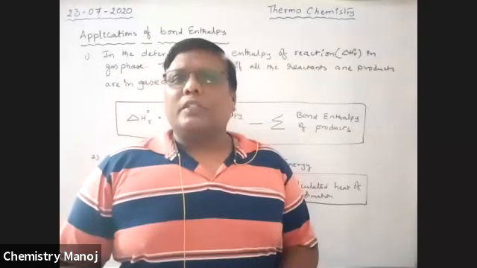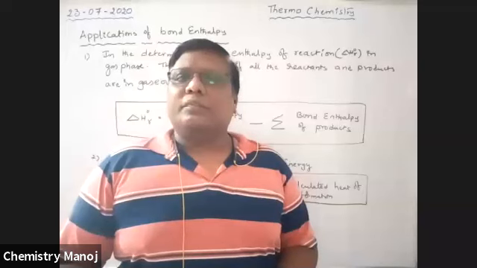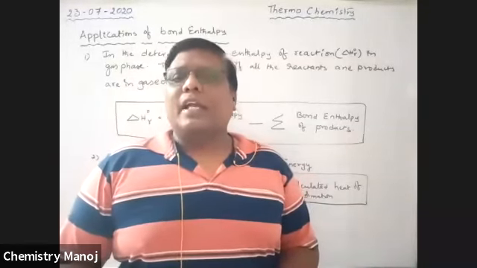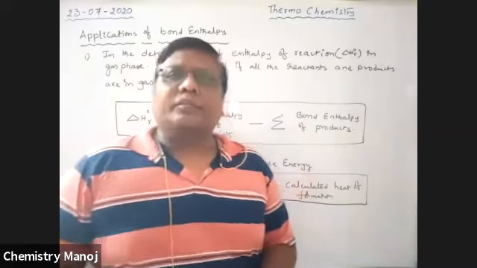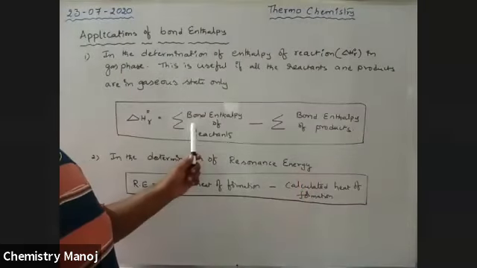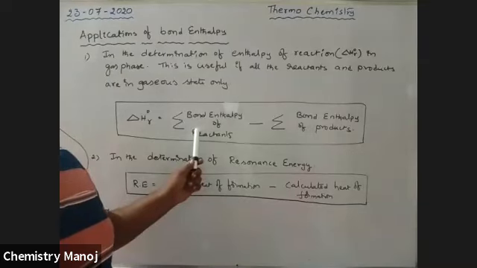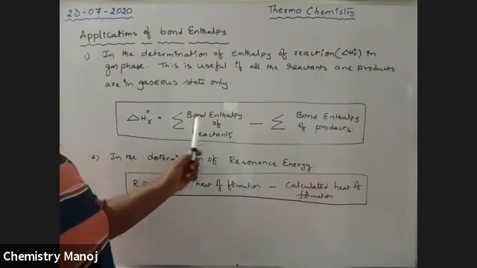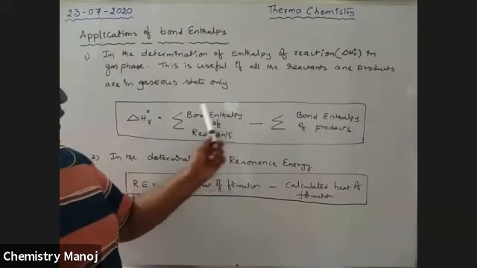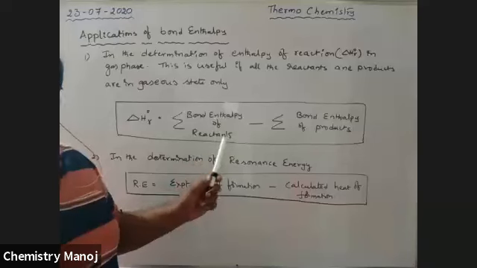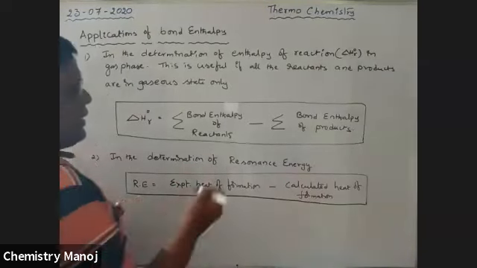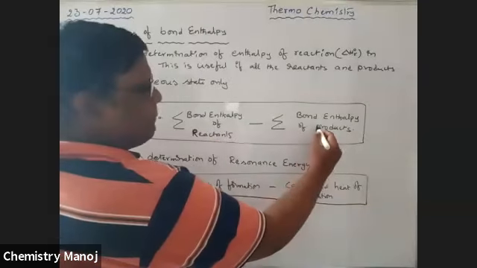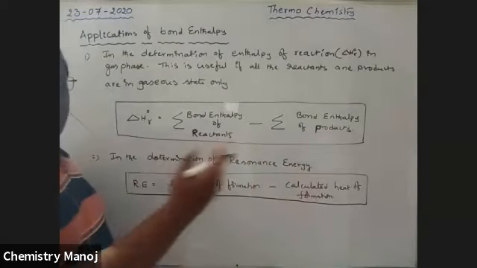These bond enthalpies are mostly useful to calculate the heat of the reaction. Heat of the reaction, that is delta H R naught. So by using this formula, the heat of the reaction delta H R naught is equal to the summation of bond enthalpies of reactants. See boys, so this is reactants. It is the only formula with reactants minus products. In all other cases, products minus reactants.